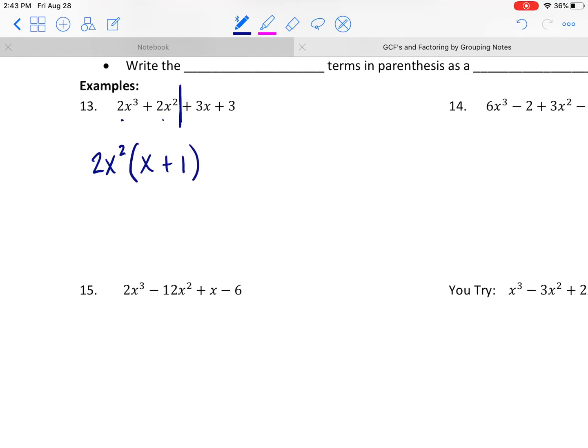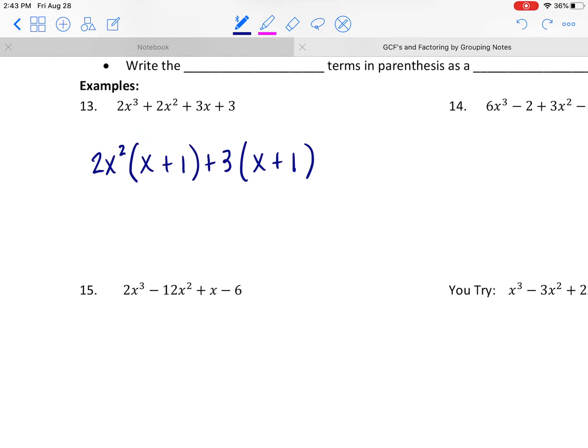Now what about the second group? What do the last two terms have in common? Well, they have a positive 3 in common. So if I factor out the positive 3 from those two terms, what do I have left? Well, I have left an x plus 1. Now, have I changed my problem at all? By splitting into two groups like that and looking at them separately, have I changed anything? Well, no, because here I still get the 2x cubed and the 2x squared plus the 3x plus the 3. So it's exactly the same problem I started with, but we're one step closer to being able to factor.